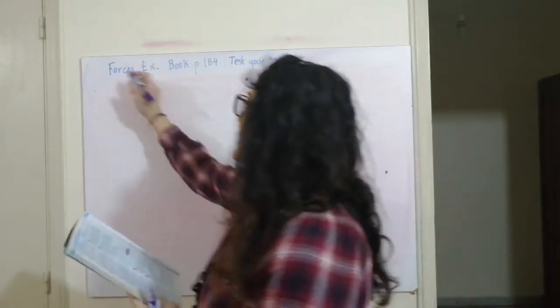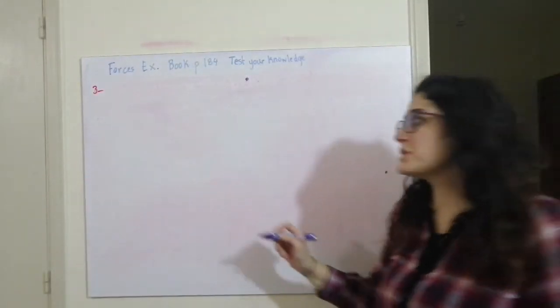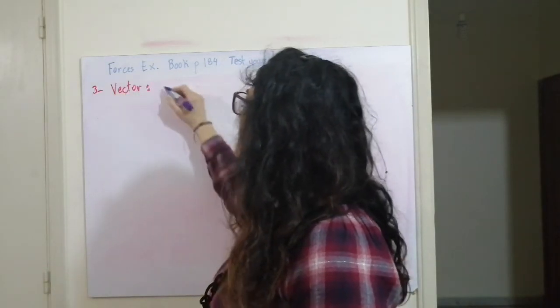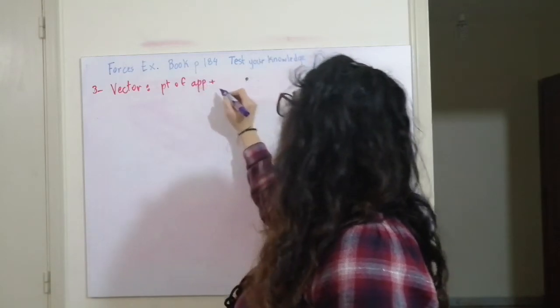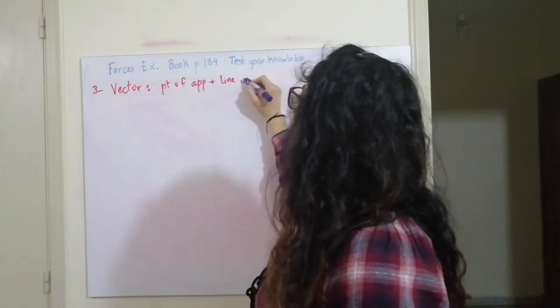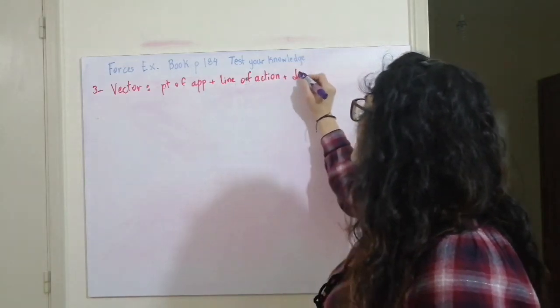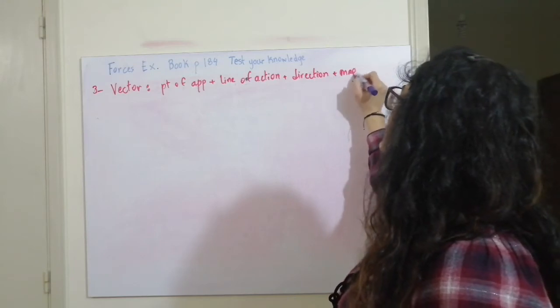Number 3, how do you represent a force? To represent a force, we use vectors. And when I say vector, I mean I need a point of application, I need a line of action, I need a direction, and I need a magnitude.